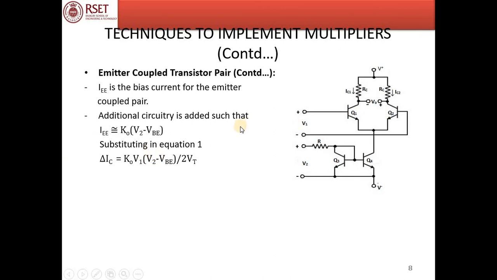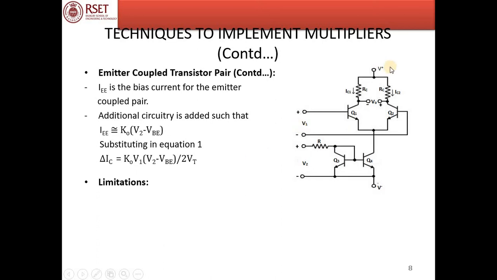Now if you have a current to voltage converter here where you get delta IC, you can obtain a voltage which is proportional to the product of V1 and V2 by converting delta IC to its corresponding voltage value. So that is how this is done. We have an emitter coupled transistor pair. Input is provided. The second input is provided using an additional circuitry. We saw that the differential output delta IC is proportional to the product of V1 and V2. By using a current to voltage converter, we can convert this delta IC to its appropriate voltage, which again would be proportional to the product of V1 and V2.